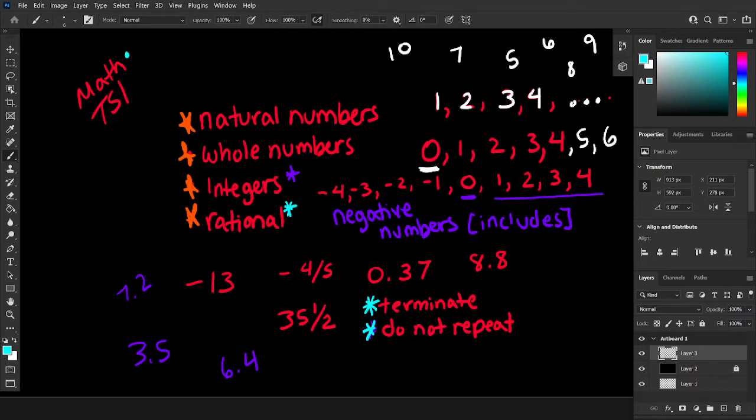Whole numbers can be 1, 2, 3, 4, and so on, including 0. Integers can be 0, 1, 2, 3, 4, and includes negative numbers like -4, -3, -2, -1, and so on. A rational number is any decimal number like 7.2, 3.5, 6.4. It can terminate and does not repeat.